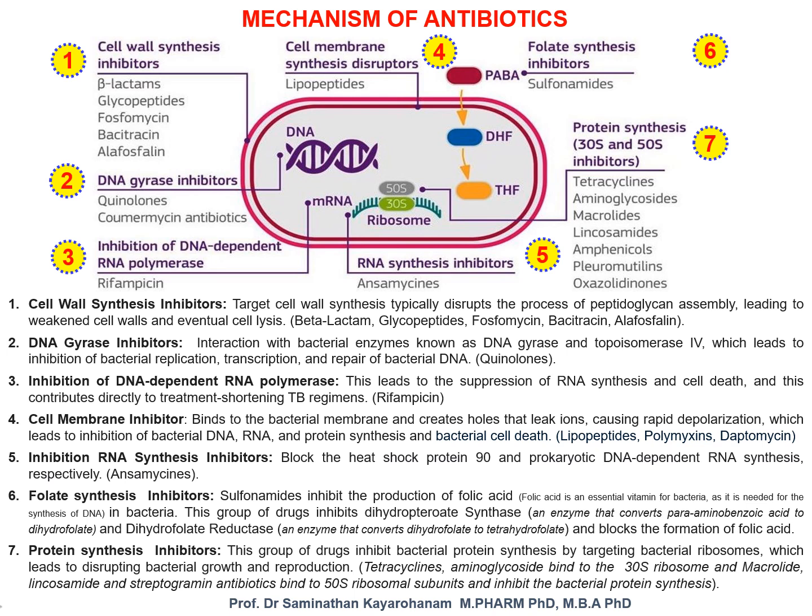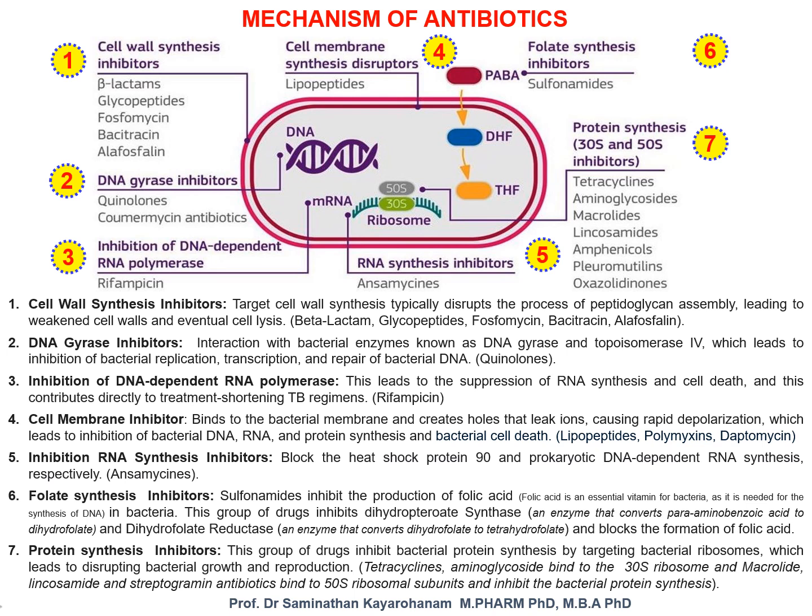Number 3. Inhibition of DNA-dependent RNA polymerase. This leads to the suppression of RNA synthesis and cell death, and this contributes directly to treatment-shortening TB regimens. Example: rifampicin.